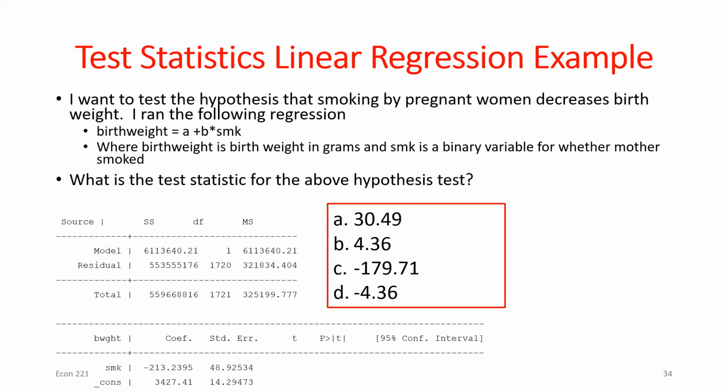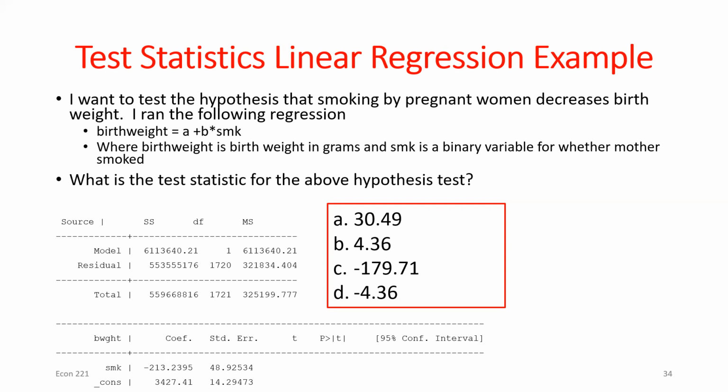So if a mother smokes while pregnant relative to not smoking while pregnant, the predicted change in birth weight would be, it would go down by 213, and I believe I should have had this out here, but it's measured in grams. So it goes down by 213 grams.